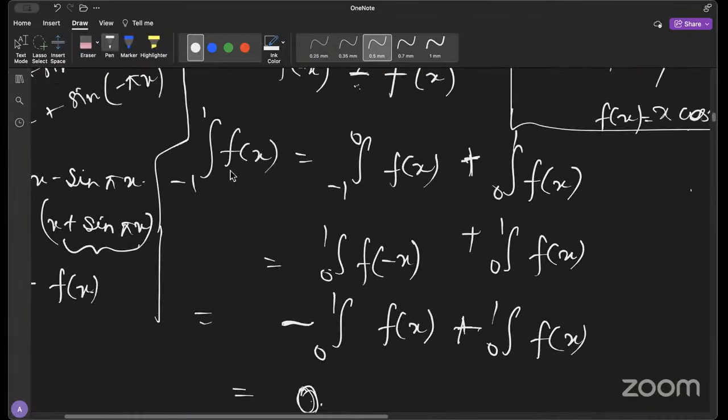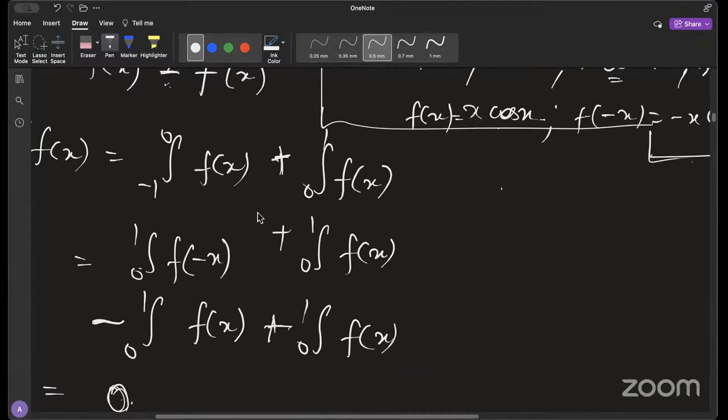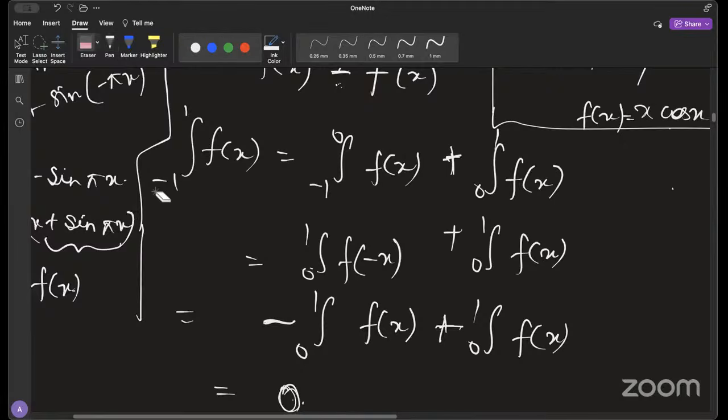this rule is, in general, not just from -1 to 1. If you have to generalize it, you can have minus a here and a here, right? Obviously you'll have to take a greater than 0, because if a is less than 0, then I can't write the limits as this, right?